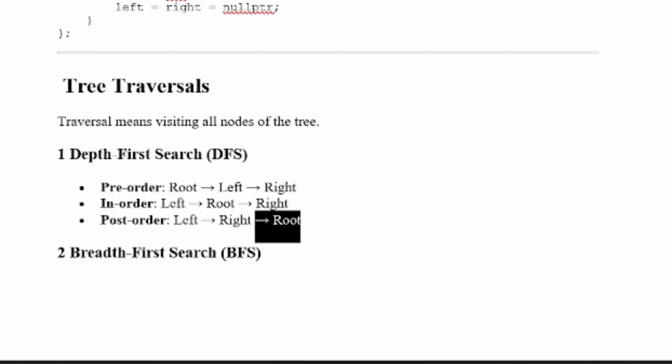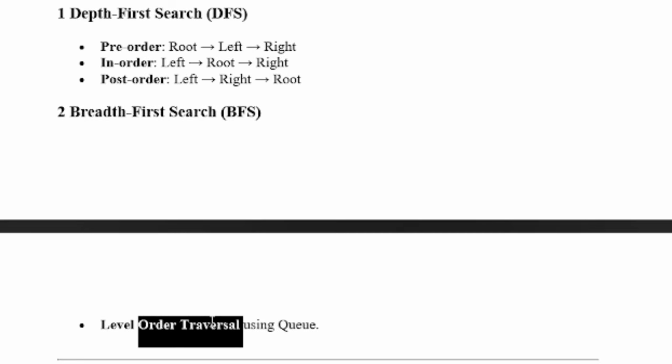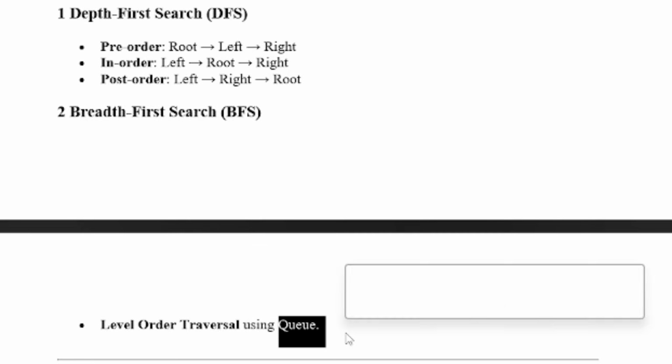Now come to the second type, and the second type is BFS, breadth first search. This is level order traversal using a queue. Queue is a data structure.